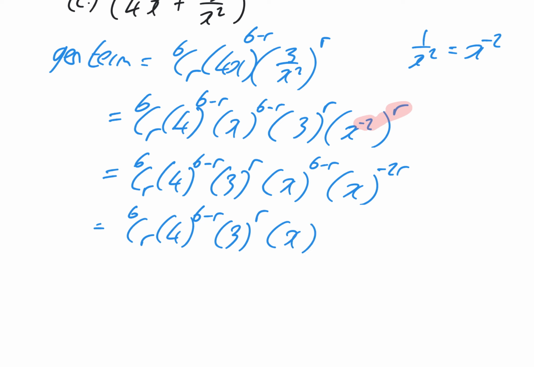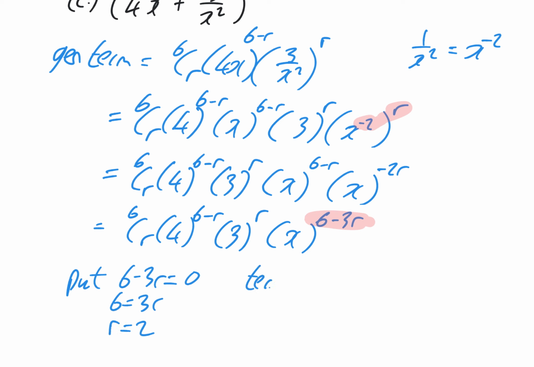So it's just going to be x to the power of 6 minus 3r. And then remember what we're looking to do. We want to put this equal to 0 because we're looking for the term independent of x. So just say put 6 minus 3r equal to 0, which means 6 is equal to 3r. A wee bit of working out, r is equal to 2.